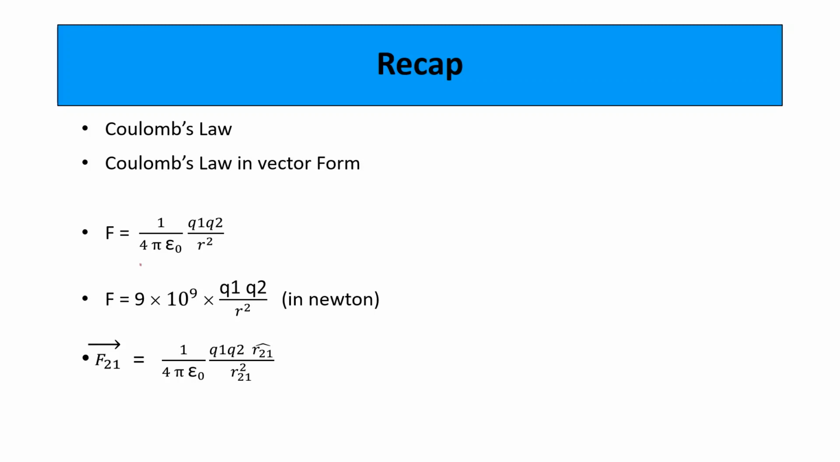The value of 1 by 4 pi epsilon naught is 9 into 10 raised to 9. Therefore, F you can write as F is equal to 9 into 10 raised to 9 Q1 Q2 by R squared. Coulomb's law in vector form is represented like this. This unit vector gives you the direction.